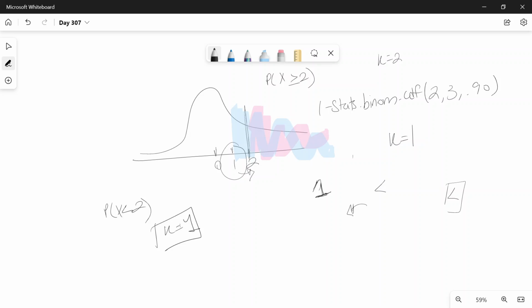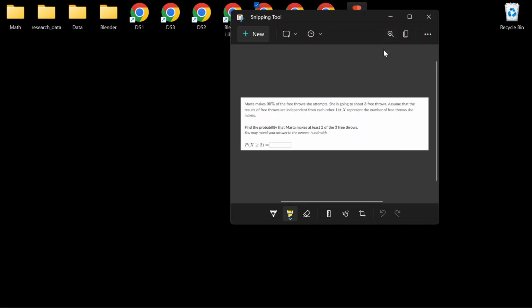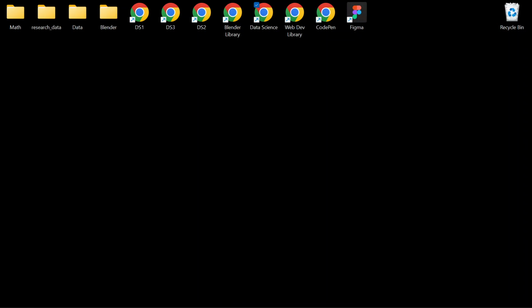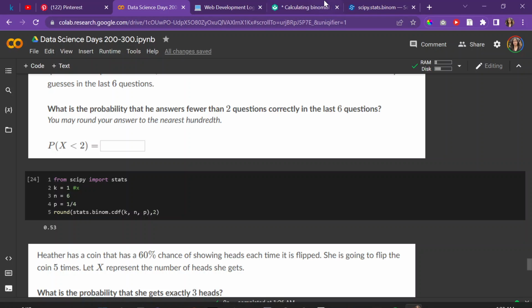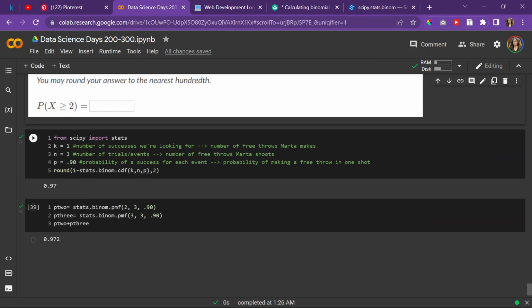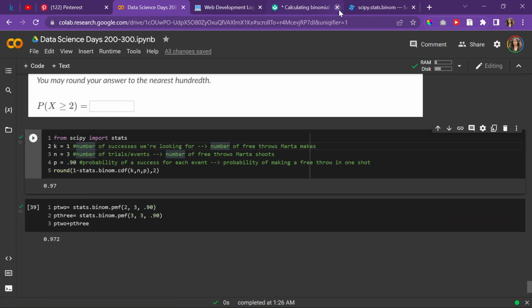So it's not inclusive. Basically whatever number I put in k, it's not going to include. So if I want P of x is greater than or equal to 3, I have to put in k as 2. Is that the question? I guess. Let's try it. Let's see if that's the case for Python over here. Let's experiment.